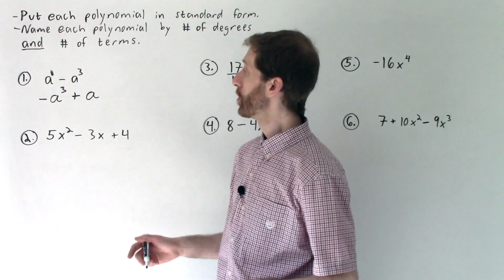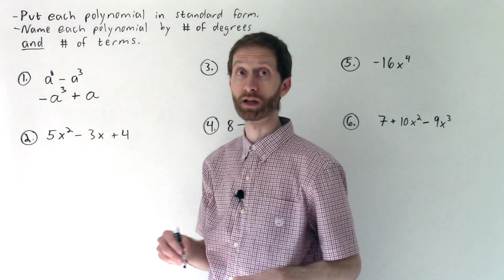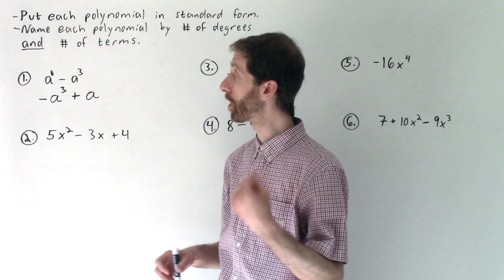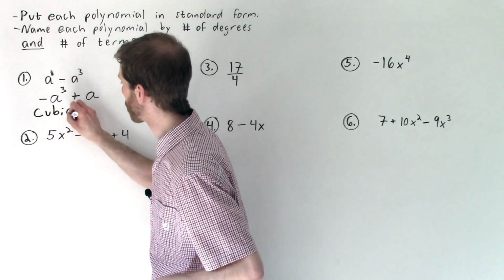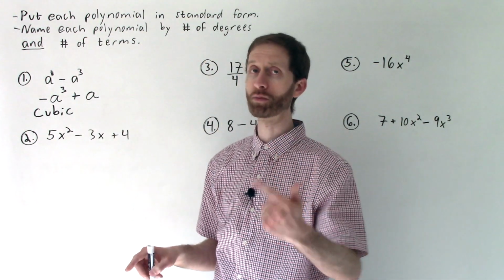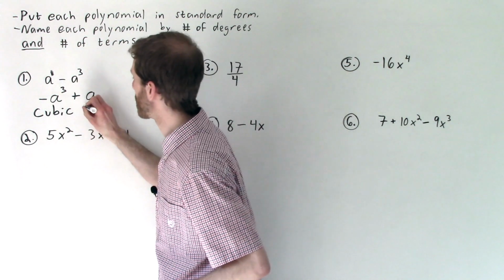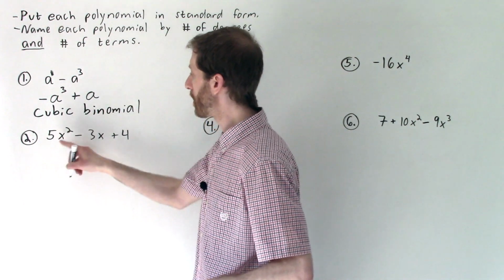Now we're going to name it. Well, we name it by degrees followed by number of terms. So it's a third degree. You could write third degree if you want, or the special name for it is cubic. So that would be a cubic or third degree. How many terms are there? 1, 2 monomials, binomial. So that'd be a cubic binomial.